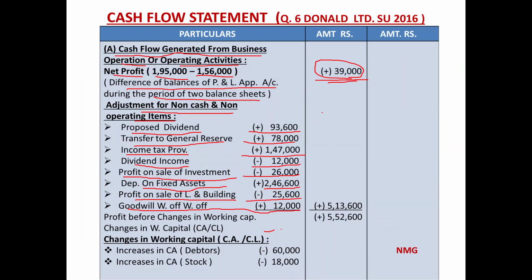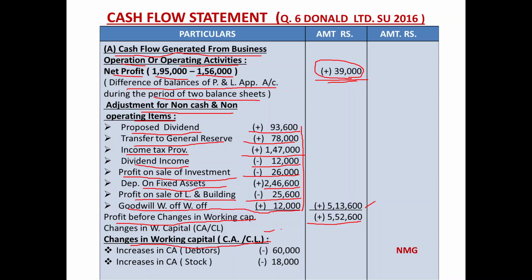Profit of the year 39,000. Adjustments for non-cash and non-operating items. The final impact of all this adjustment plus 5,13,600. Add it in the profit of the year. That gives cash profit before changes in working capital plus 5,52,600. So we got the cash profit generated before changes in current assets and current liabilities. Let us report changes in current assets and current liabilities.